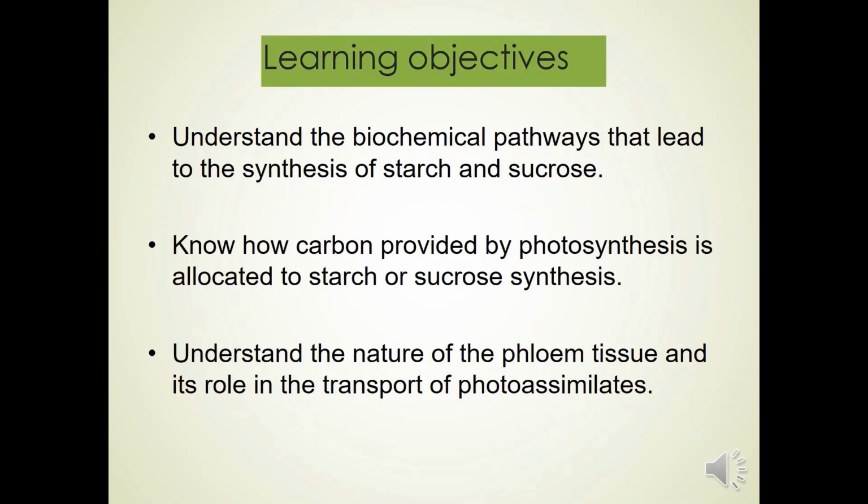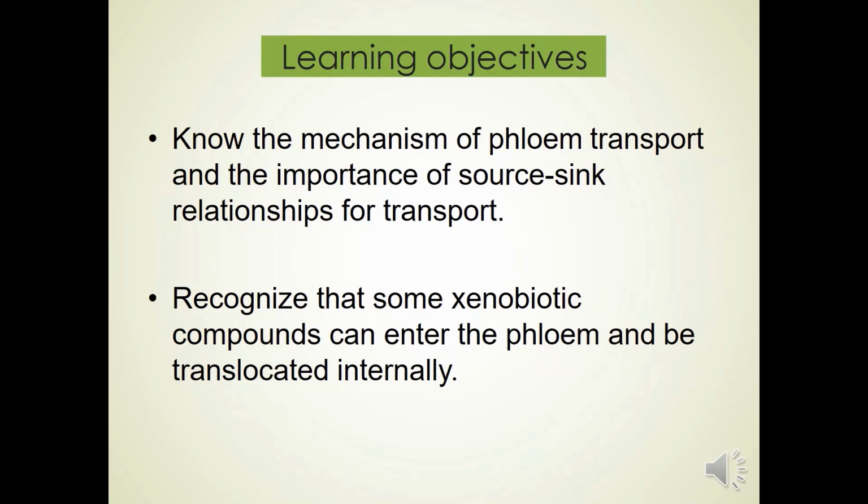And the third one is to understand the nature of the phloem tissue and its role in the transport of photoassimilates. You need to know that in this chapter you do not learn about the xylem, because xylem carries the water and dissolved material. But for today you learn about the carbon compounds, where we focus on starch and sucrose. So we want to see how these two forms of carbohydrate can be used by plants. And learning objective number 4 is you need to know the mechanism of phloem transport and the importance of source to sink relationship for transport.